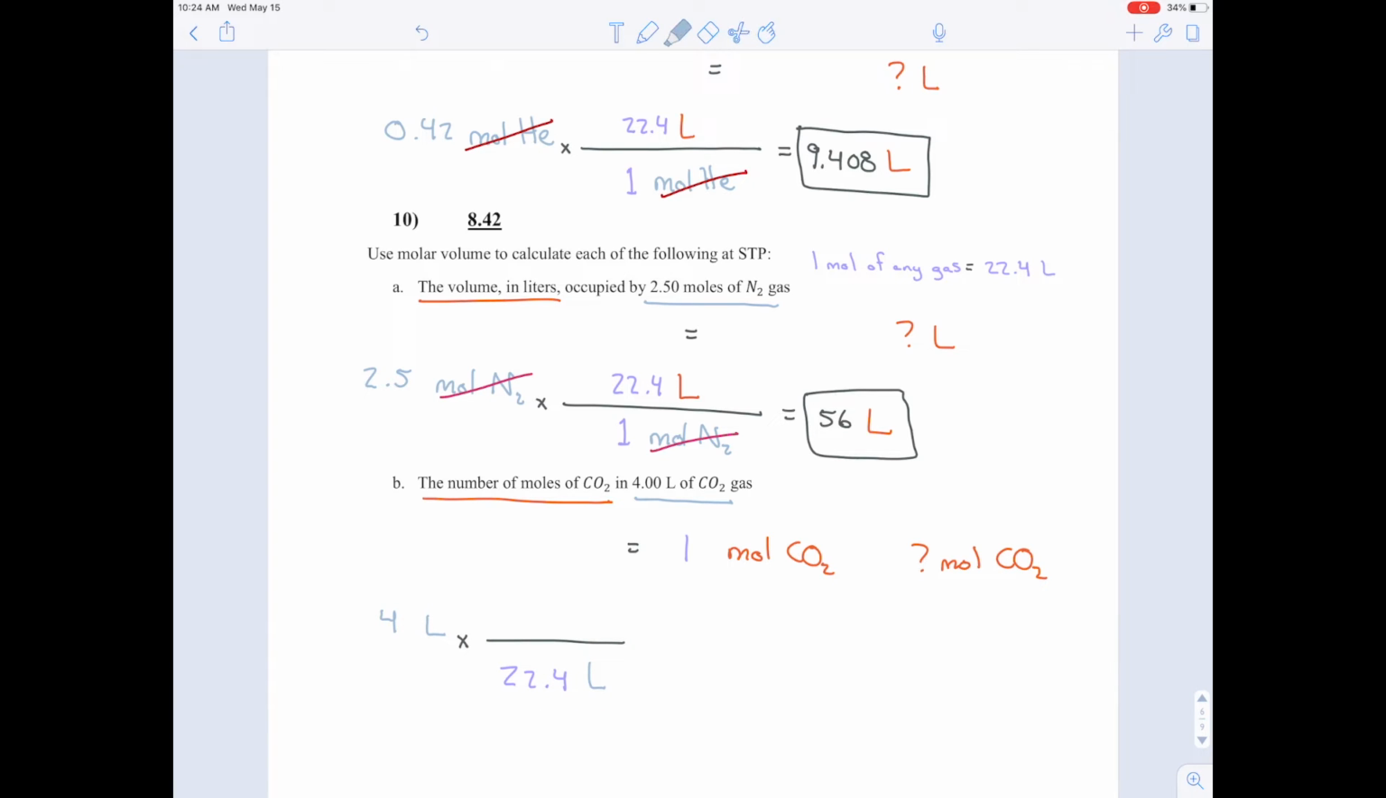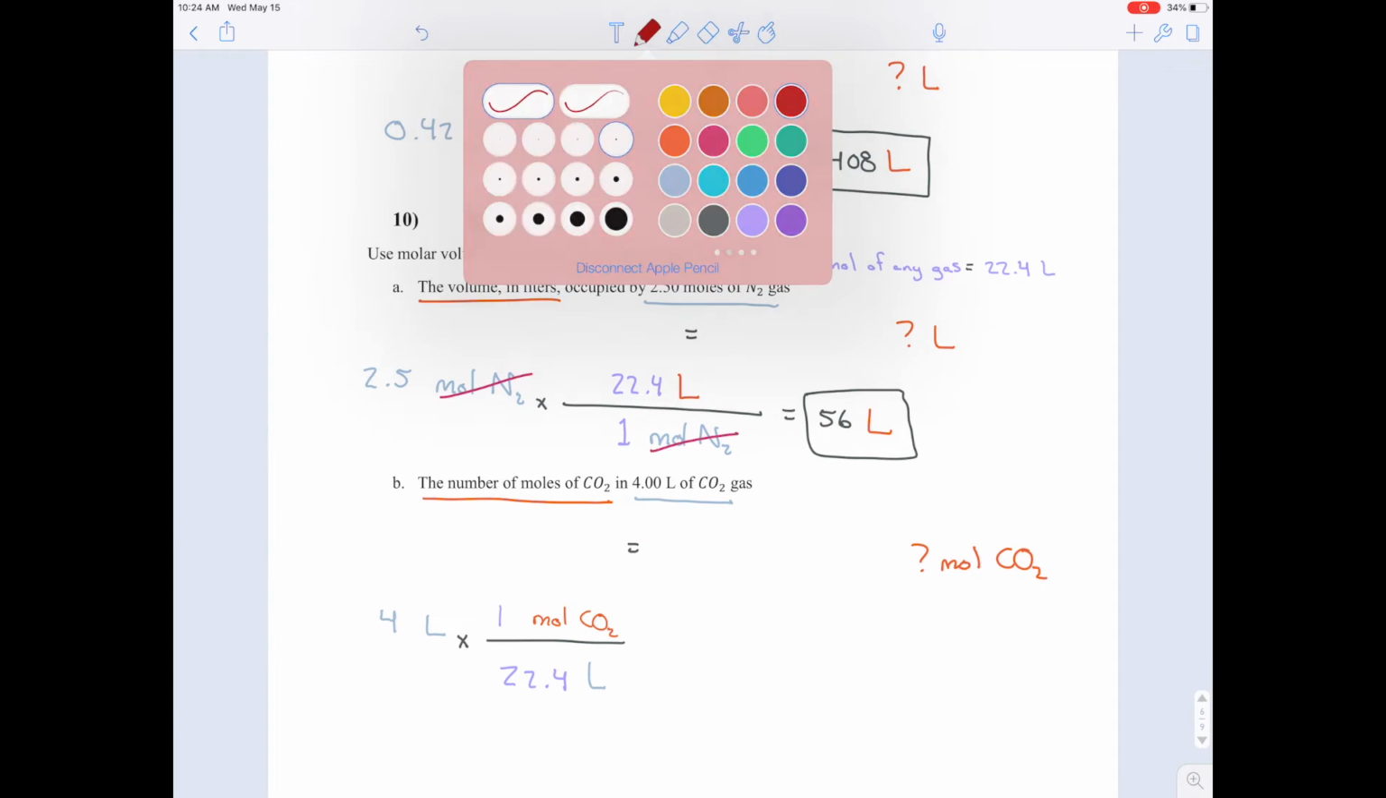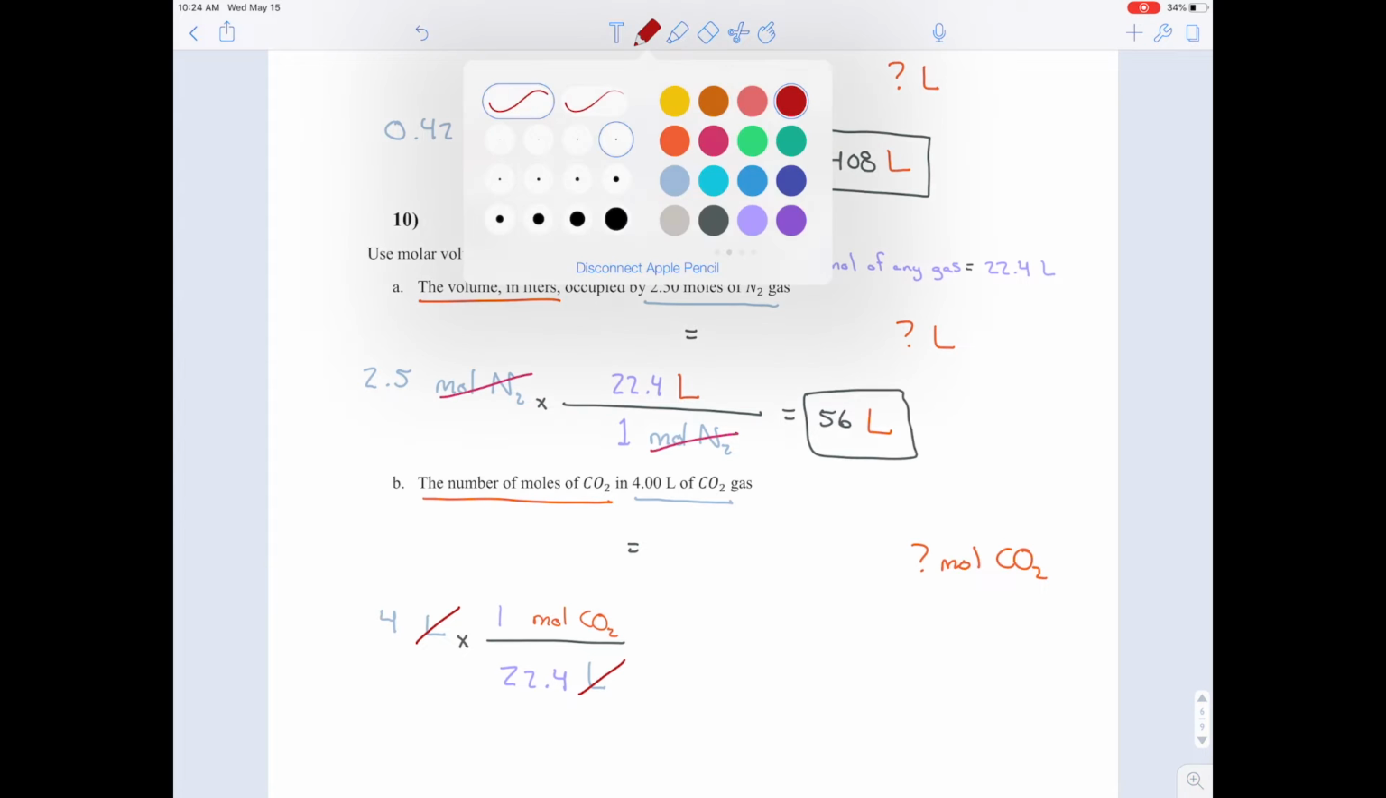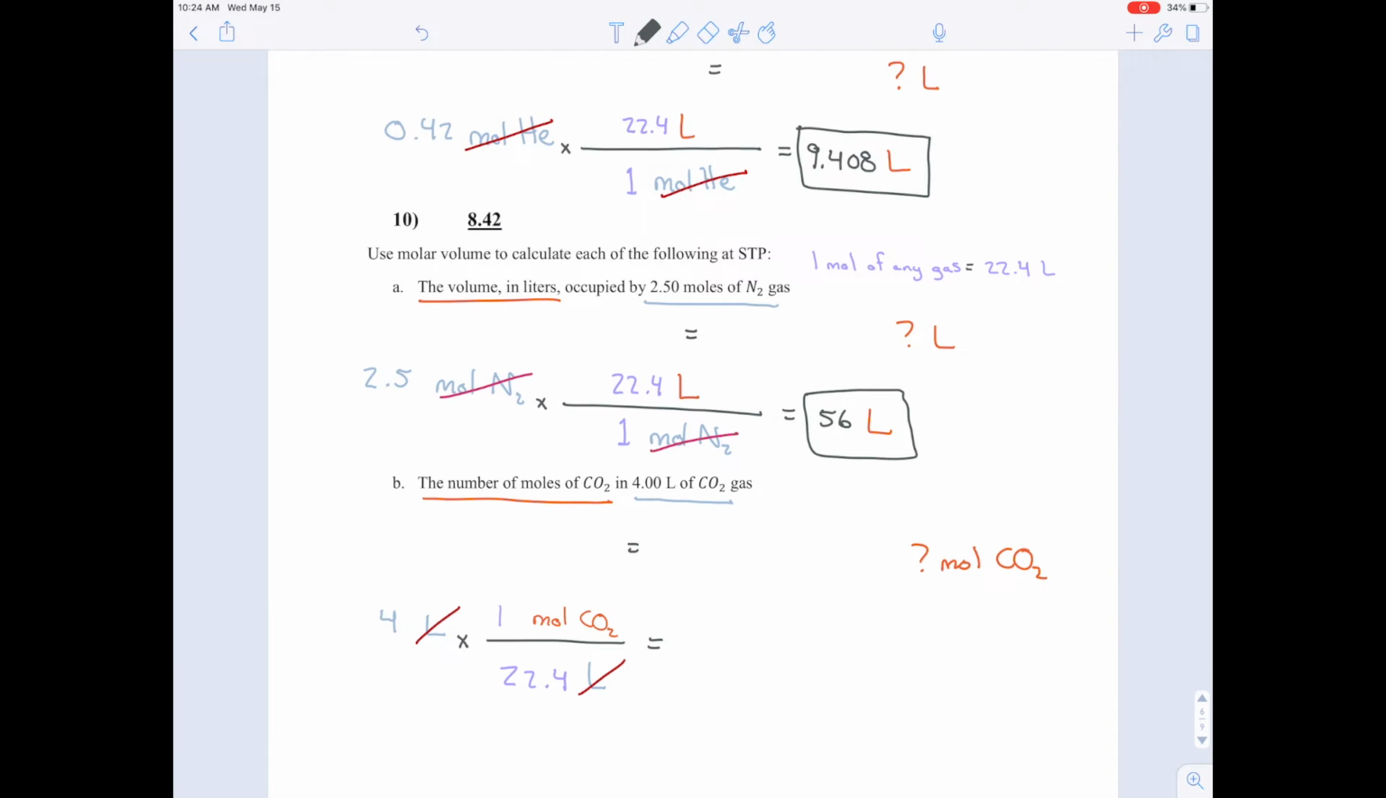Going over the fraction bar is like going across the equal sign. So on the top, we'll have 1 mole of CO2. Liters will cancel. This first liter is on the top of a fraction, the second one's on the bottom, so those cancel, and we are left with moles of CO2, which is exactly what we wanted.